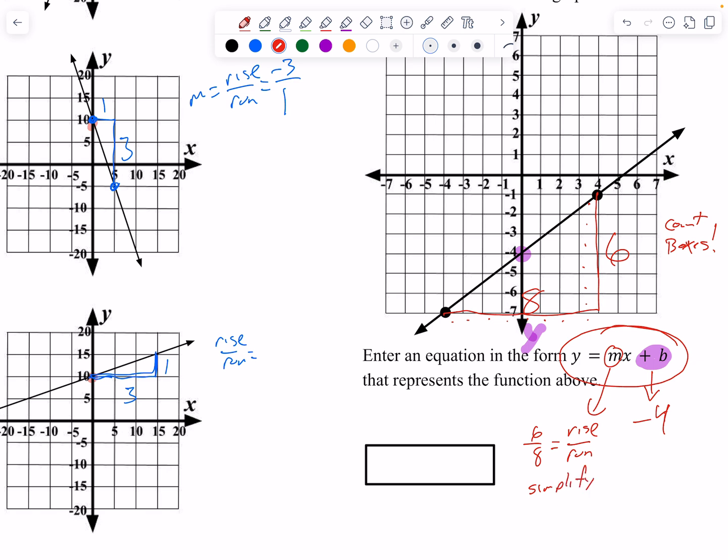And usually when you're doing that with the slope, you pick the points that are closest together. So if I had picked this one, that would have given me 3 over 4. So if I write this neatly, I'm going to get y equals my m, which is 3 over 4, x minus 4. So that's my equation for that function right there.